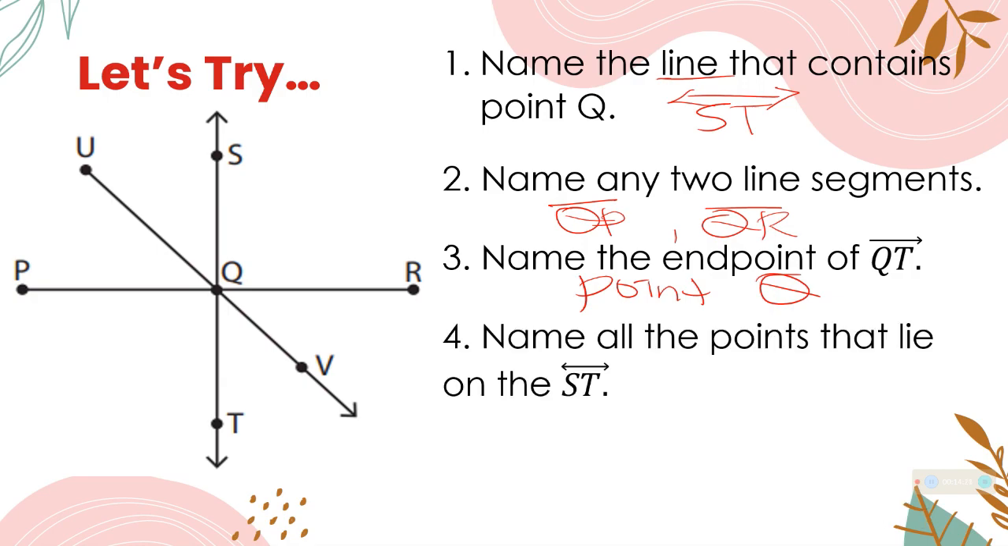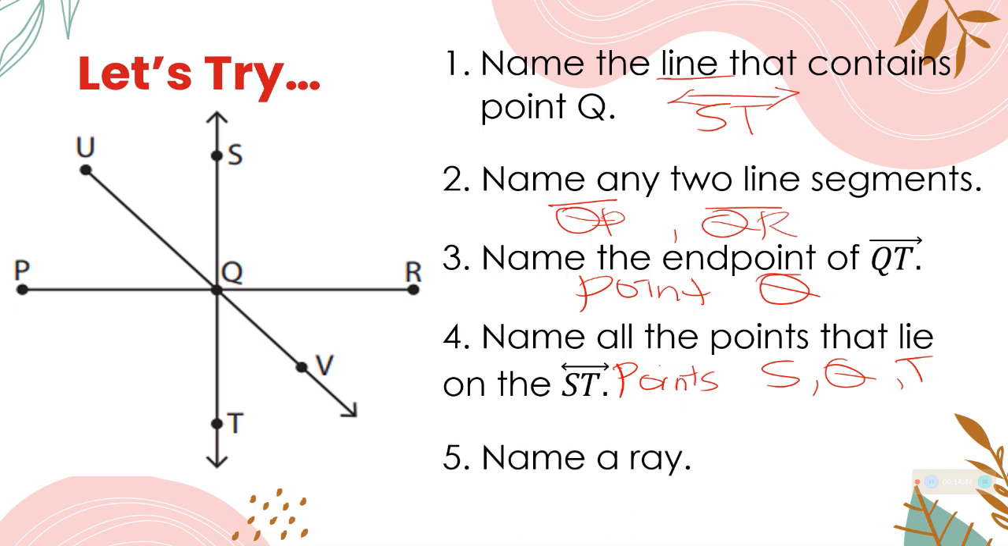Next, number 4. Name all the points that lie on line ST. We have the points S, Q, and T. Correct. Next, the last question. We're going to name a ray. Using the symbol for ray, we have ray UV.